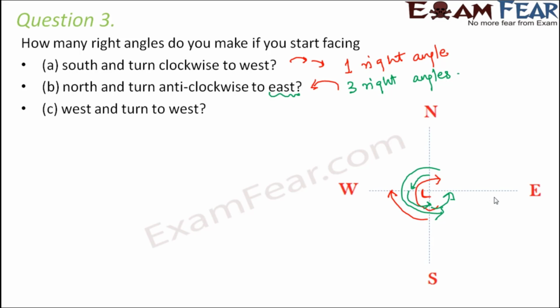Let's look at the third one. You start facing west and turn to west. That means your initial position was towards the west and you have to come back to the same position. Whenever you have to come back to your starting position, how much rotation do you need to do? You need to complete one complete revolution. So you start from west, complete 360 degrees and come back. So 360 degrees have how many right angles? 1, 2, 3 and 4. So in this case you covered 4 right angles.